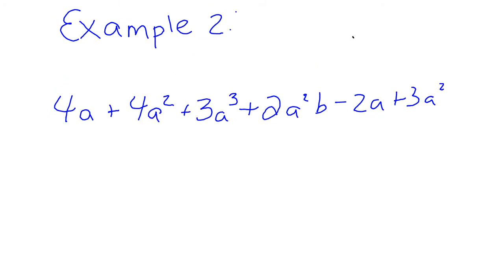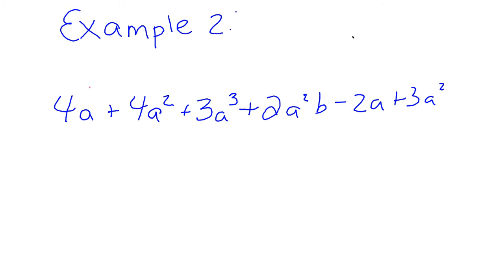Example number 2. We have 4a plus 4a squared plus 3a cubed plus 2a squared b minus 2a plus 3a squared. There's a lot going on with this. Just like before, we're going to break it down. We're going to circle our a terms.